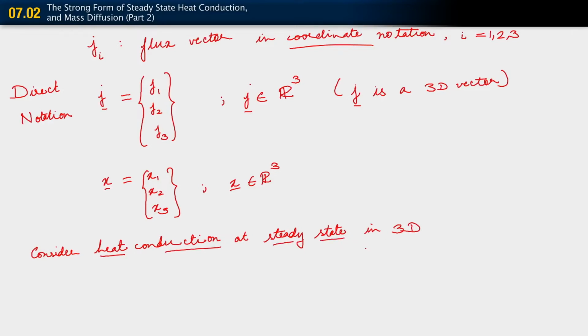You recall, of course, that steady state simply means that there is no time dependence, so the time dependence has been dropped from this description of heat conduction. So if this is the case, what is u? What does u represent in the problem of heat conduction? Can you recall from your study of heat conduction previously? Right, it's the temperature.